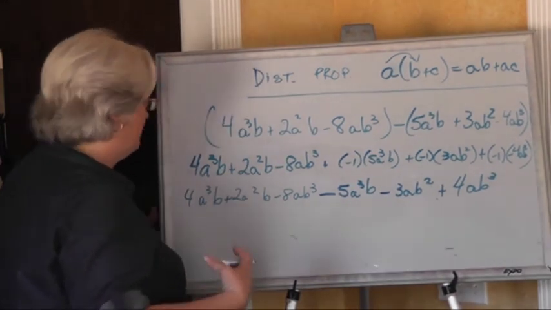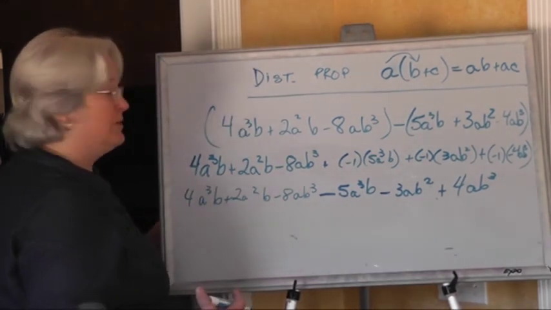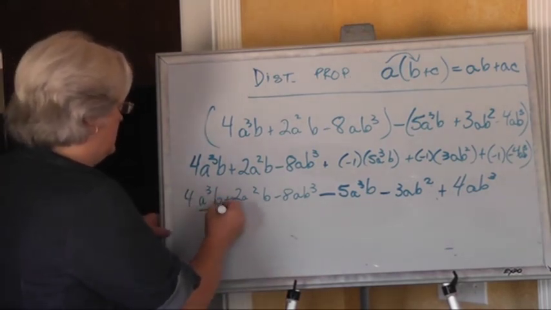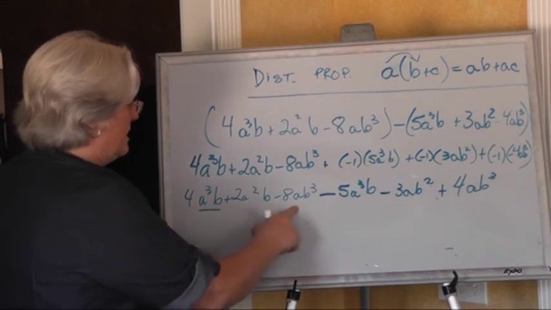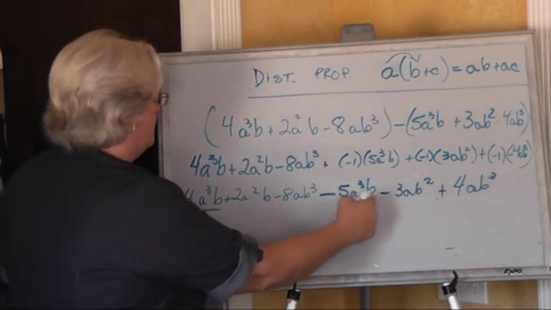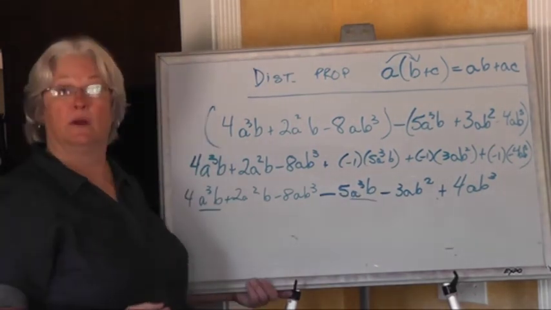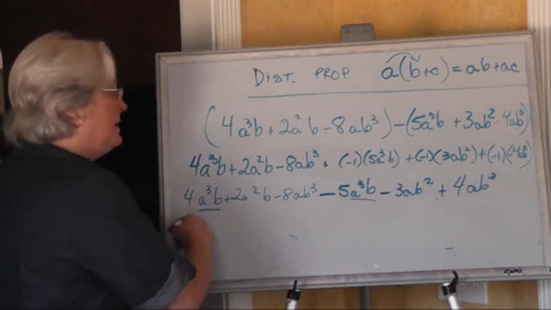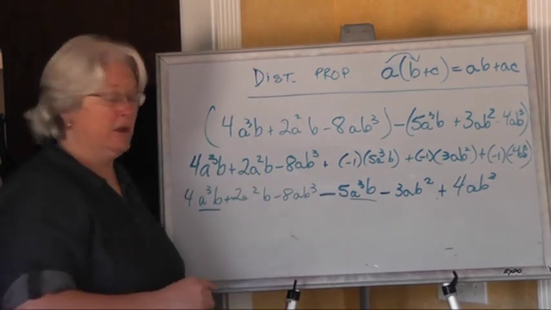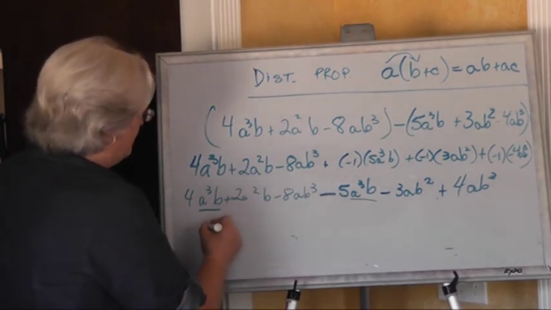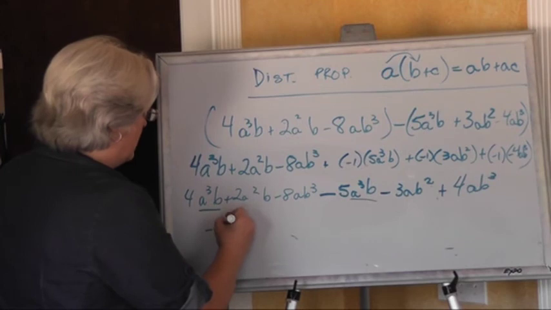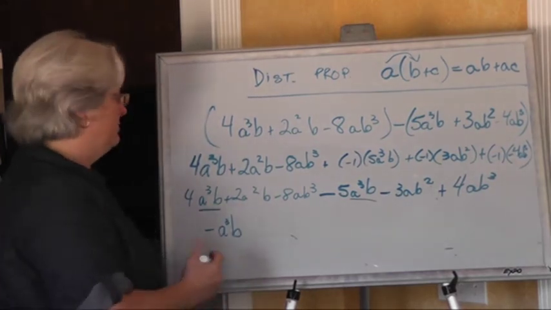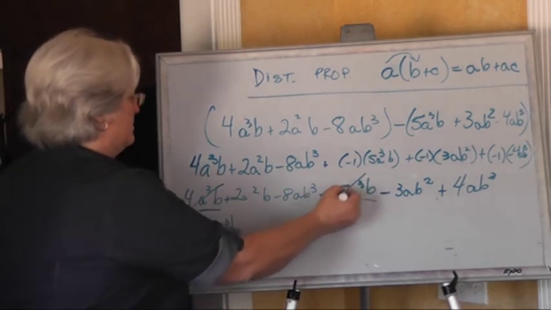Now, are we done? No, first we have to see if we have any common terms, any like terms. Let's see. I have an a cubed b, a squared b, a cubed b. So these right here are like terms. 4a cubed b minus 5a cubed b gives us a negative 1a cubed b. You don't write the 1. So I'm done with those.